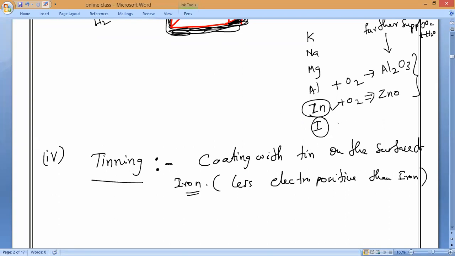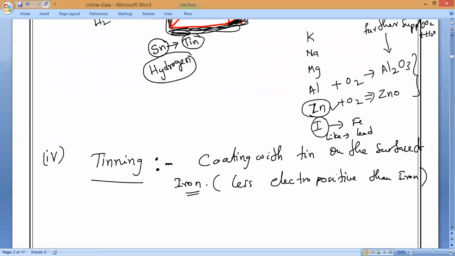Like in the metal activity series, lead. Yes or no? Lead comes, and after that we are getting hydrogen. Basically, before hydrogen one metal will come, and that metal we call Sn. Sn means what, guys? Tin. Okay, that is what you have to remember.